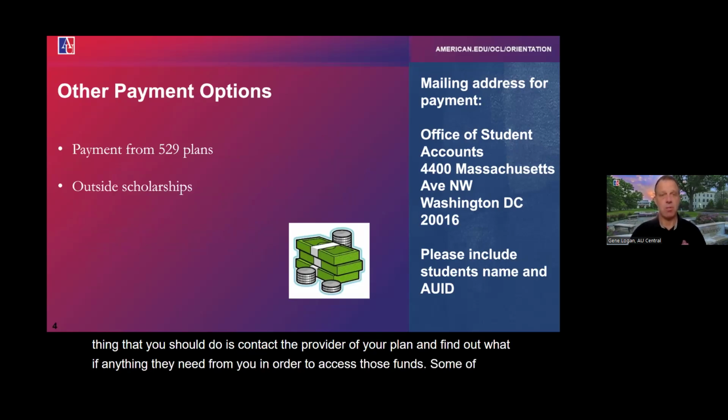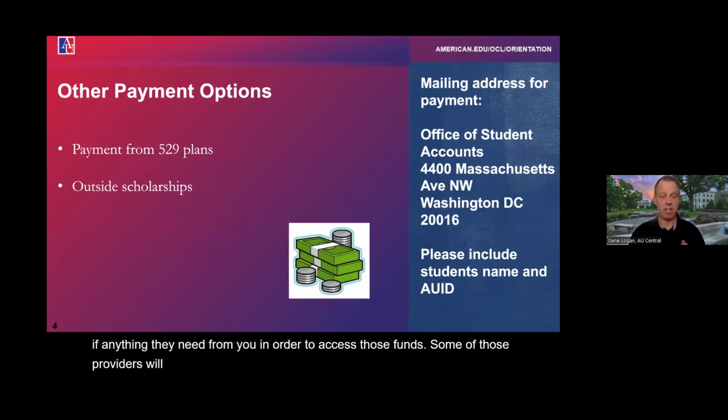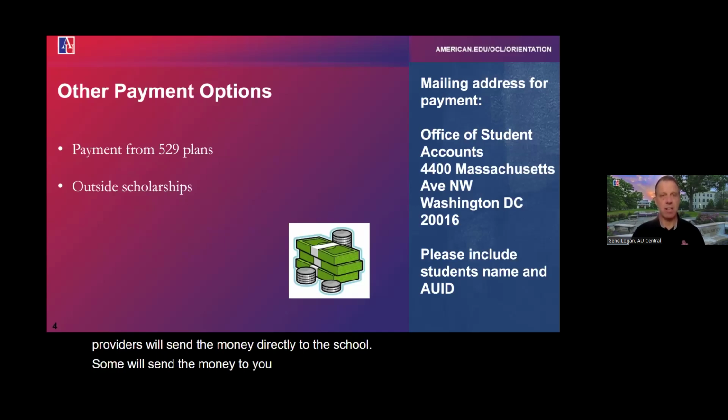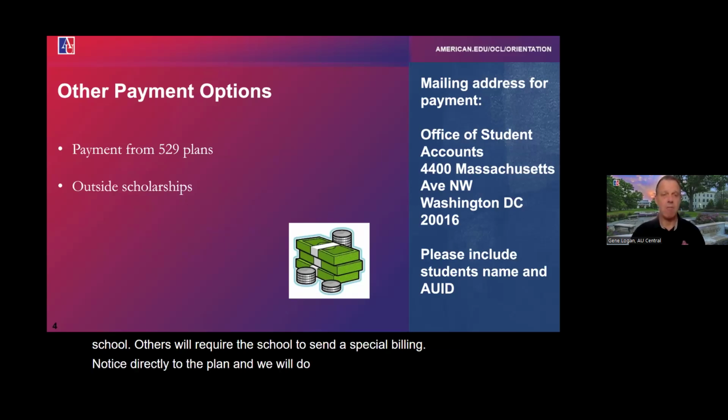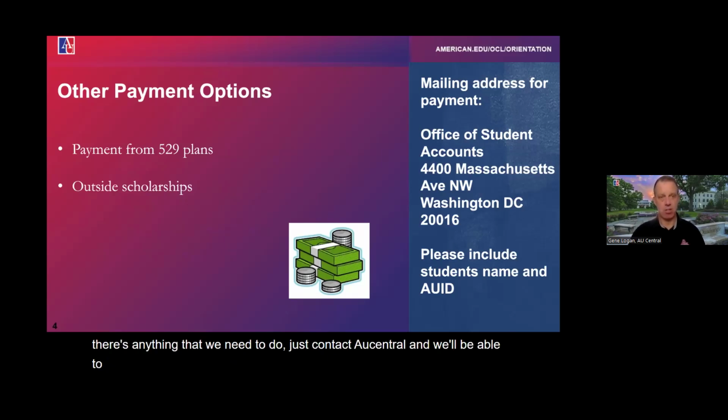Some of those providers will send the money directly to the school. Some will send the money to you, and then you turn around and send it to the school. Others will require the school to send a special billing notice directly to the plan, and we will do that. Whatever it is that you need, if there's anything that we need to do, just contact AU Central, and we'll be able to provide that information for you.